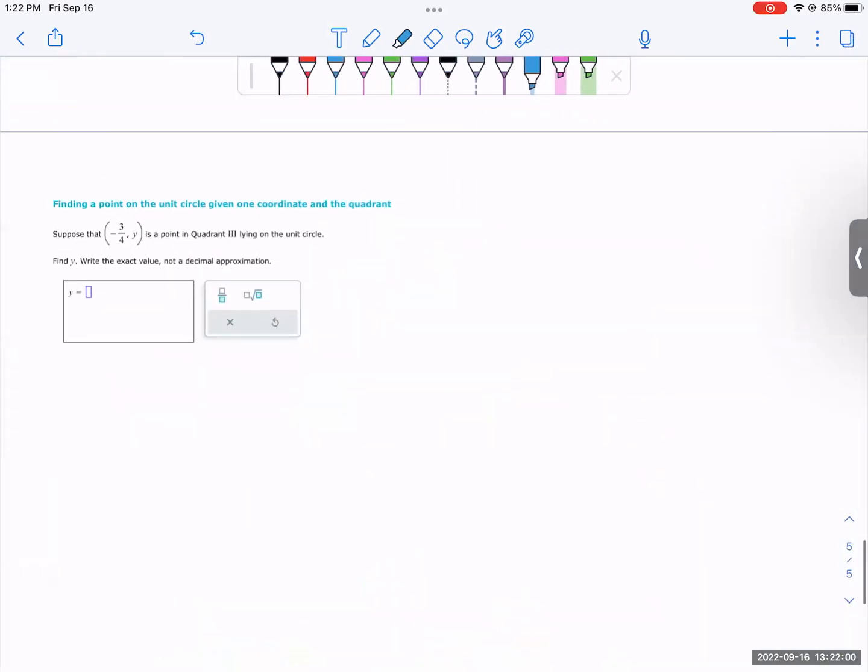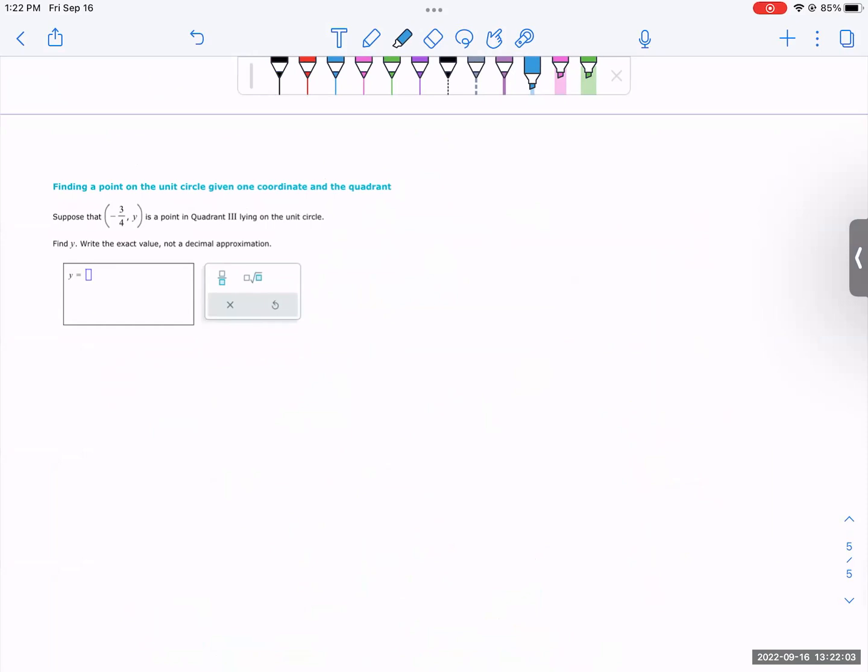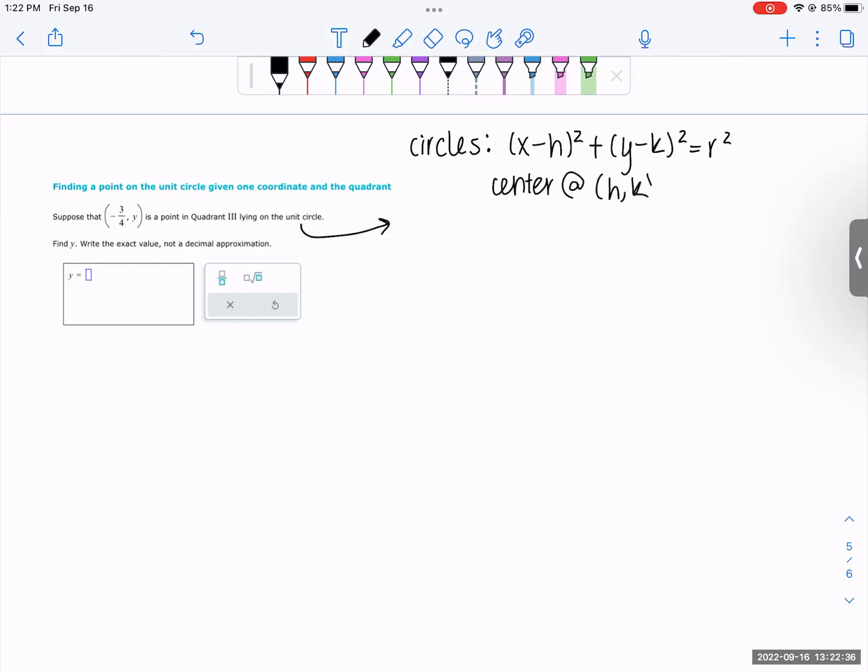All right. For our final problem, finding a point on the unit circle given one coordinate and the quadrant. So you're given a point and you're told this point's on the unit circle and you need to find the y value. You have the x value, you need to find the y value. Important thing is that the unit circle is a circle. Circles in general have the formula x minus h quantity squared plus y minus k quantity squared is equal to r squared, where the center of a circle is at h comma k and the radius is r.